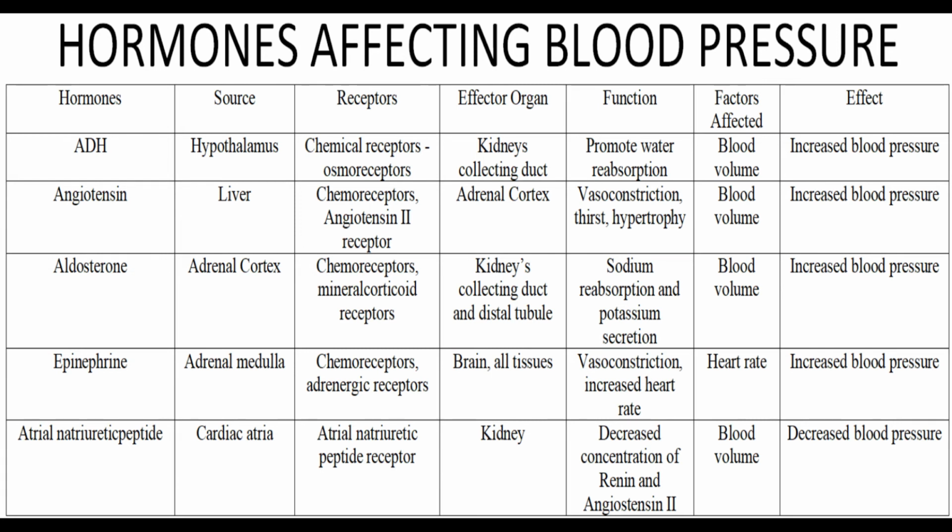First is the antidiuretic hormone, then the angiotensin, aldosterone, epinephrine, and atrial natriuretic peptide. The antidiuretic hormone, the angiotensin, aldosterone, and epinephrine increase blood pressure, while the atrial natriuretic peptide decreases blood pressure. You may pause the video to read about the additional information and other functions of the hormones.